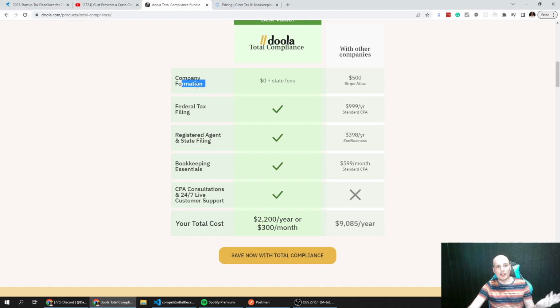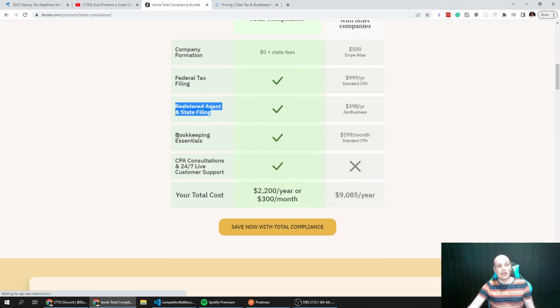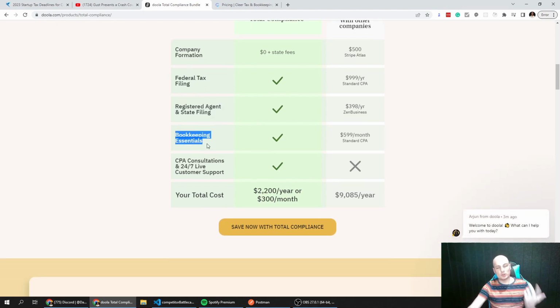Company formation if you don't have a company, but more importantly, federal tax filing, registered agent and state tax filings, and their bookkeeping essentials package, which I believe covers up to 240 transactions per annum. So not a huge amount, but great for people who are getting started, as well as some initial consultations with their bookkeeper and CPA, who I met with earlier this week. And that's only $2,200 a year at the moment, so it's quite an affordable price in my mind.